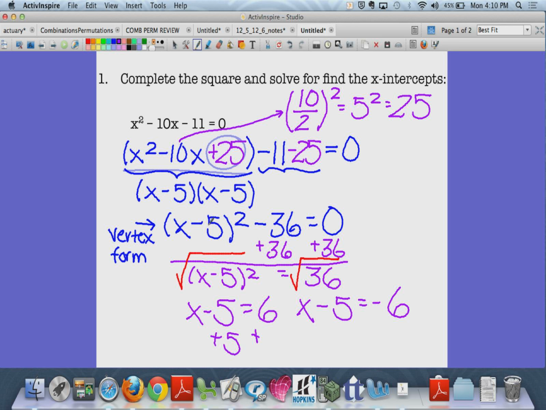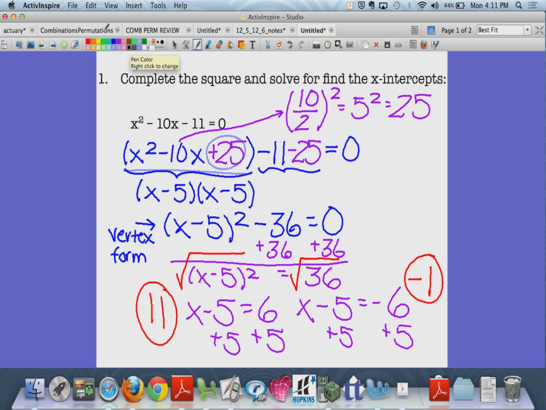When I add 5 to both sides here, I find that one of the x-intercepts is 11, and when I add 5 to both sides here, I find out that the other x-intercept is negative 1. So this function has two answers, two x-intercepts, one 11 and one negative 1, and I am done with this problem.